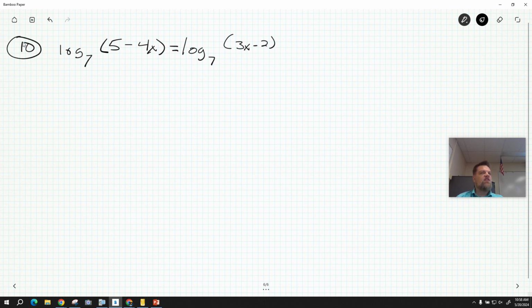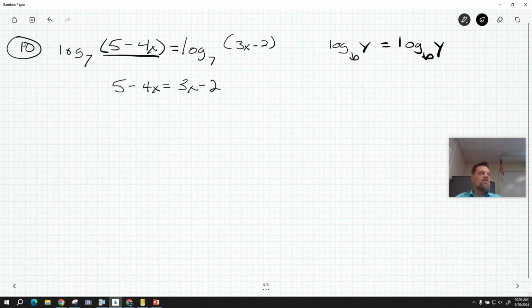Now, one of the properties of logs, and I don't know if you picked up on this, we covered them a while back, is that I could literally just say 5 minus 4x equals the same thing, because they have the same base. We said that log base b of x is equal to y. Well, isn't that the same as log base b of the other side equal to y? Except we have two different y's, but they should be equal to each other.